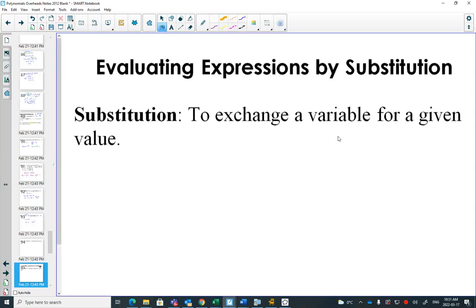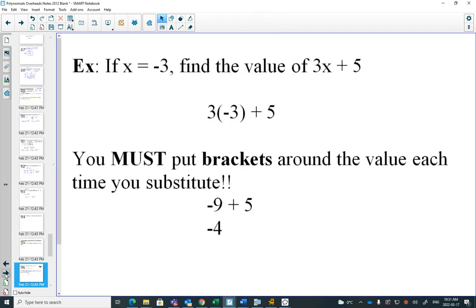We're going to do a bit of this. Highlight a new definition. What does substitution mean when we're talking about mathematics? When you have a variable, sometimes they say, hey, let's make that variable a number. So what does it look like?